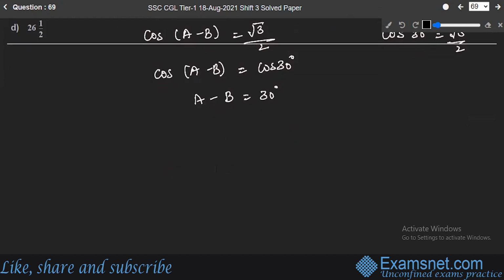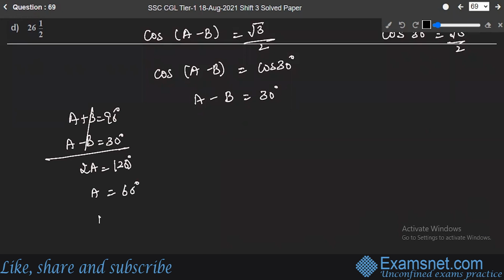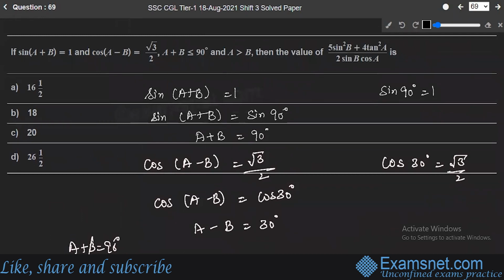Now you have A plus B is equal to 90 and A minus B is equal to 30. From here you get 2A is equal to 120 or A is equal to 60 degree. If A is 60 degree, then you get B as 30 degree only. Okay, now you got the value of A and B. I think you are done with more than half of your question. Just need to fill in the value of A and B in the given expression. So let's write down the given expression first.